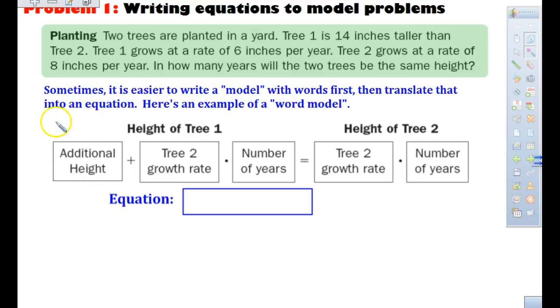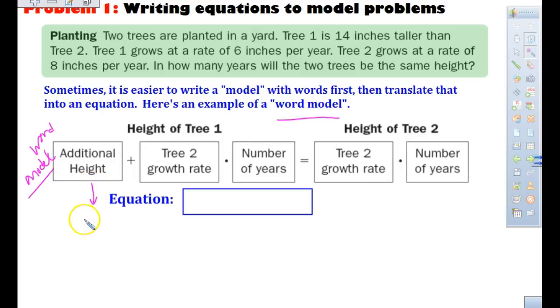It says sometimes it's easier to write a model in words first. This is called our word model. That's what this is right here. When you do your quiz and your test in the last part of this unit, I will ask you sometimes to do a word model before you write the equation to solve. So we are going to solve this one, and we're going to write it.